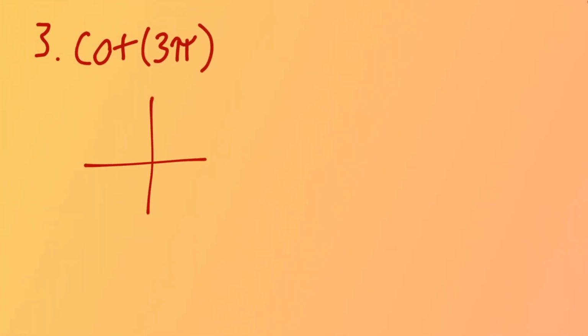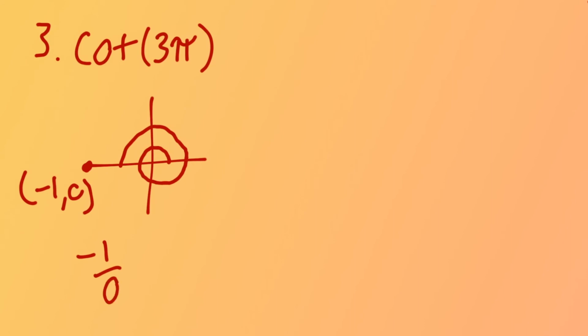Cotangent of 3 pi, that's more than a circle. We went 2 pi plus another semicircle to 3 pi. It's going to be the same coordinate as when you're at pi. It's going to be negative 1, 0. If tangent is y over x, cotangent is going to be x over y. We're going to have negative 1 over 0. We can't have 0 in the denominator, so that's undefined.